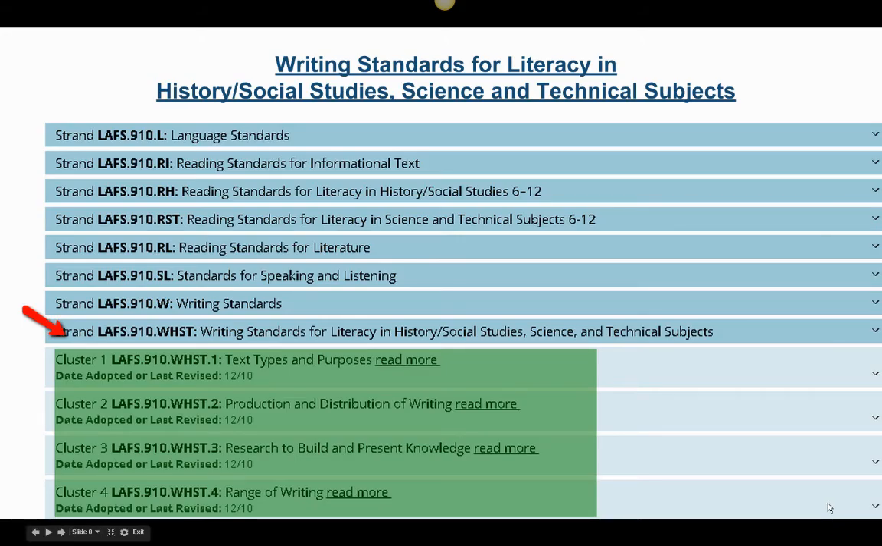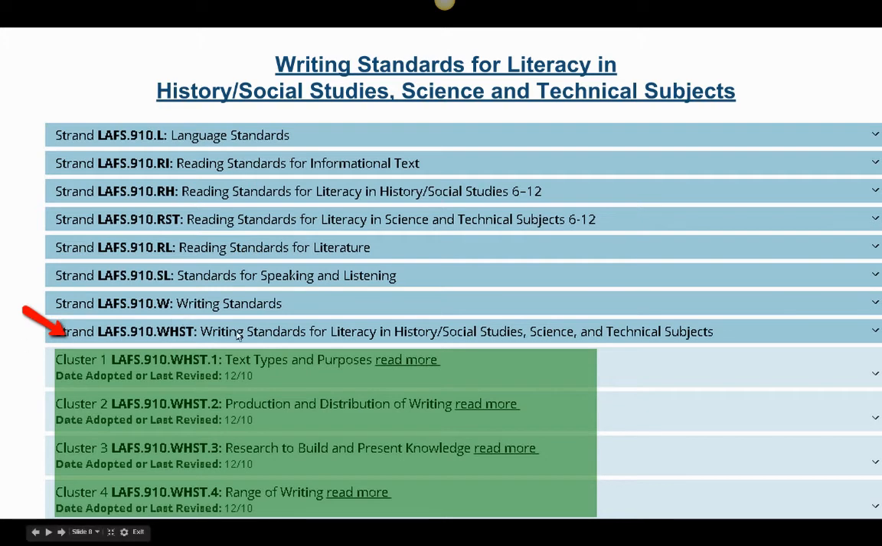Let's look real quickly reviewing the writing standards for literacy in history, social studies, science, and technical subjects. As you all know, in your content area, you have reading standards. Here's the reading standards for history and social studies, and then you have reading standards for science and technical subjects.